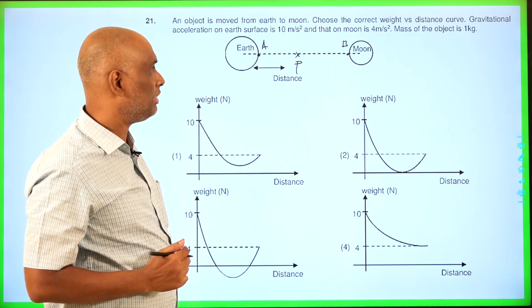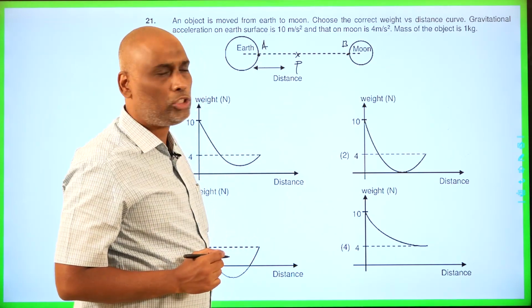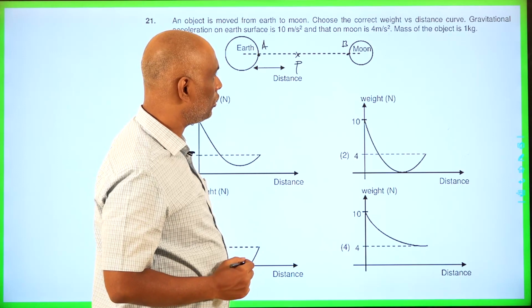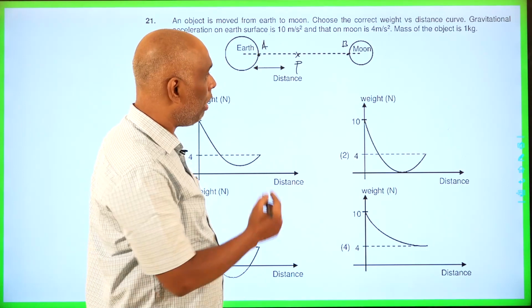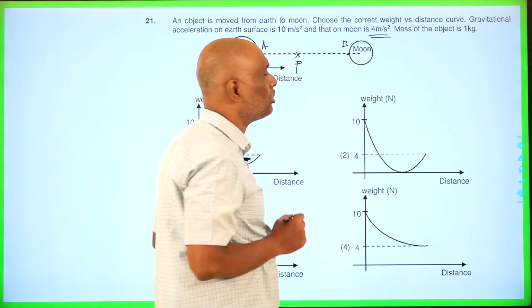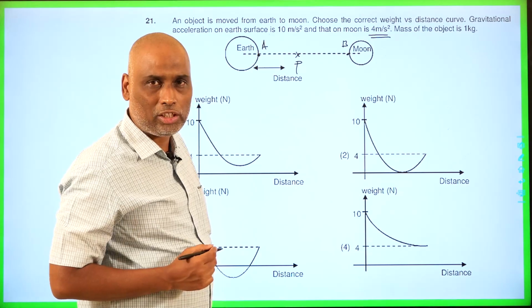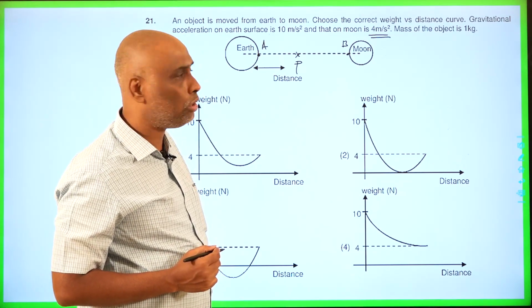Later the moon will start attracting it again, and the weight due to it should go on increasing. As it reaches point B, there will be only the weight due to the gravitational force exerted by the moon. On the surface of the moon, the acceleration due to gravity is given as 4 meter per second square. On moon, the weight of the object will be equal to 1 into 4, that is 4 newtons.